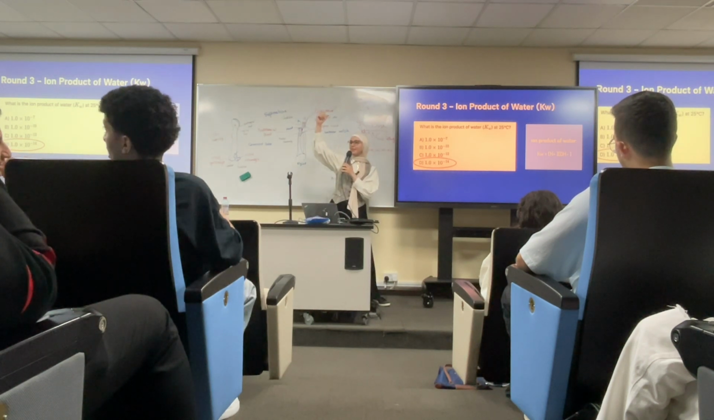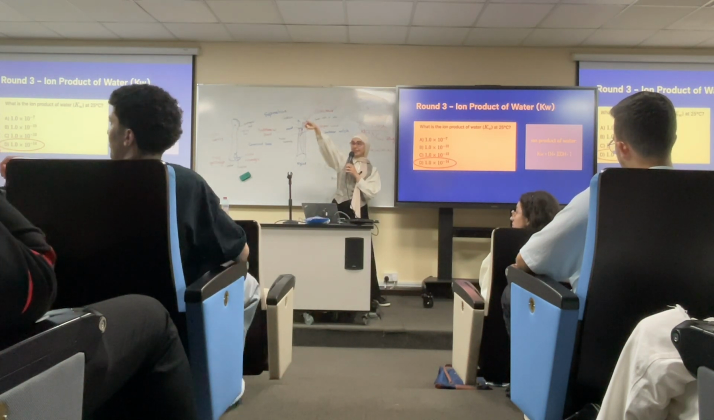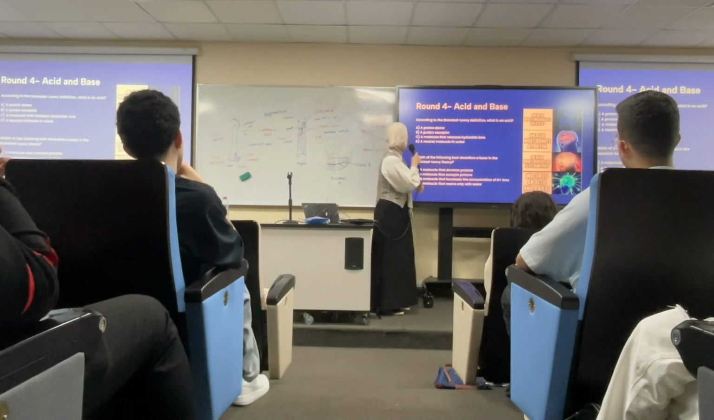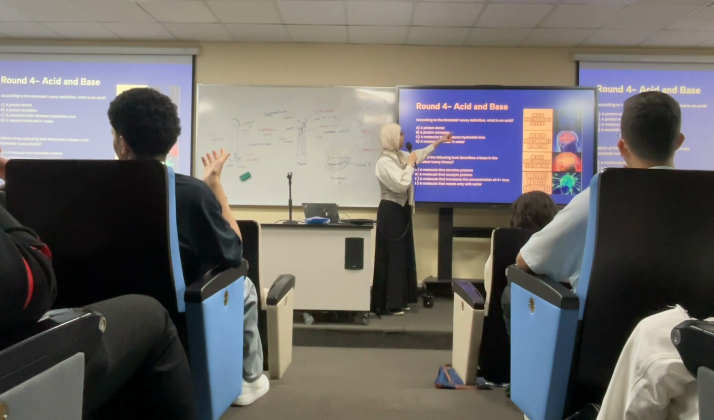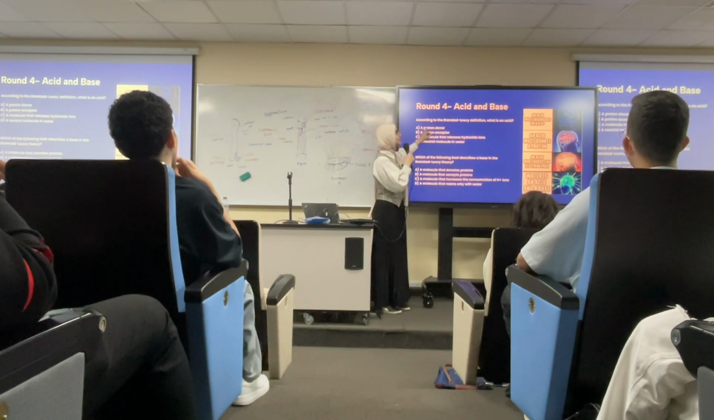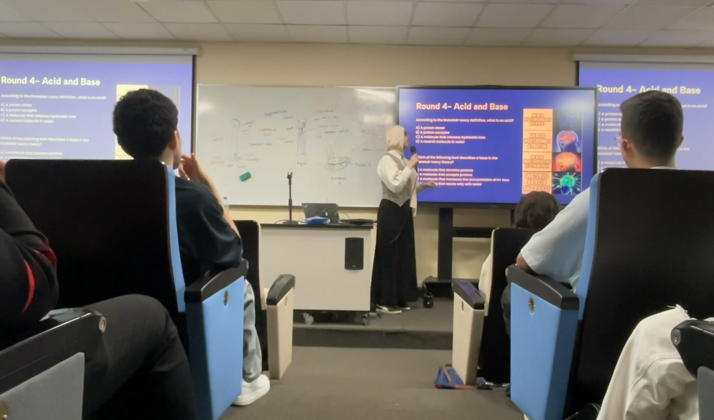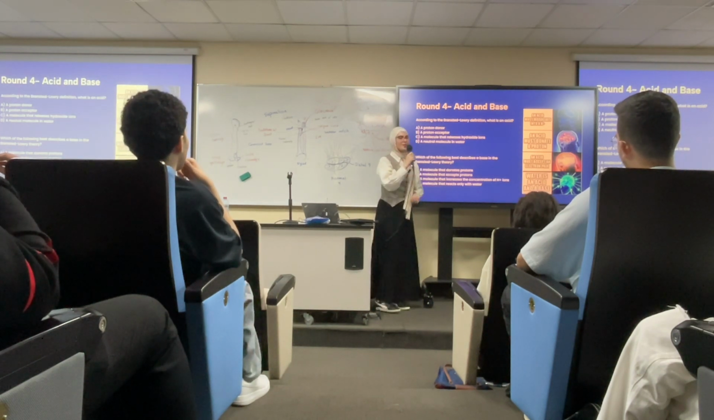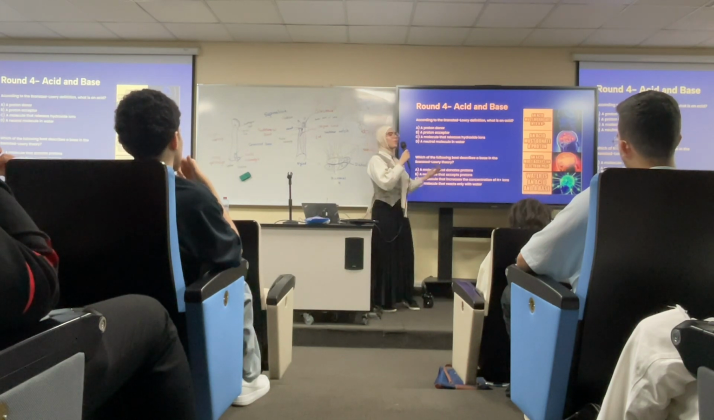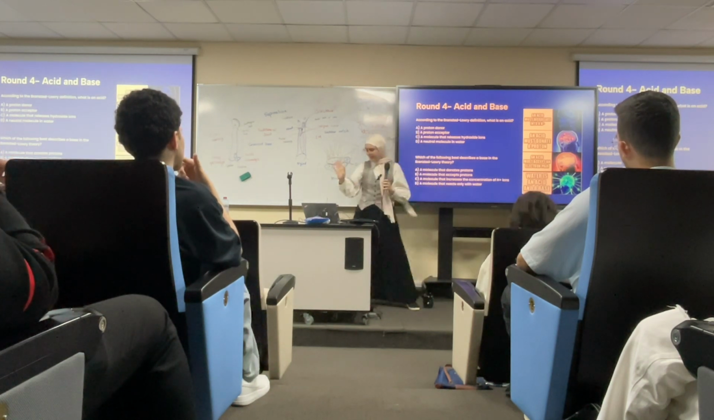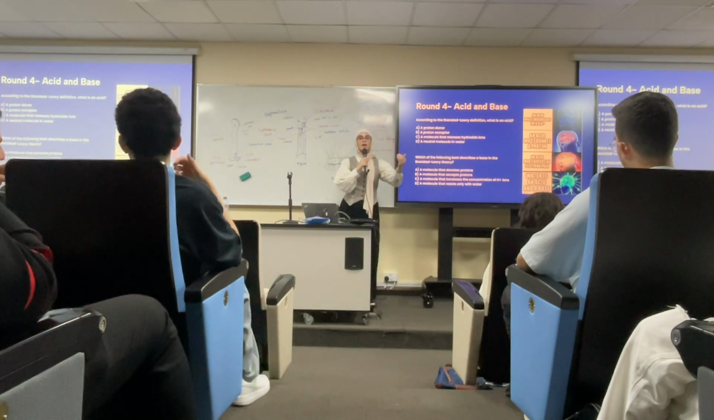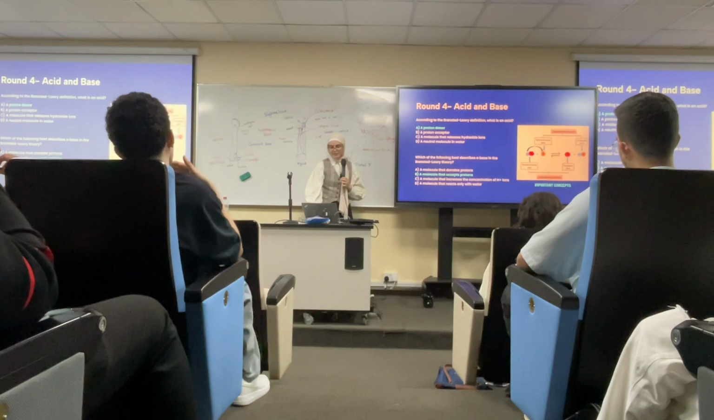Who's going to be my volunteer? I think you wanted to be the volunteer for round 4? Okay. Round 4 is going to be about acids and bases. According to the Bronsted-Lowry definition, what is an acid? Let's do again the process of elimination together. Is it a proton donor? It's a proton donor. So what is the base? It's a proton acceptor. Bravo guys. You guys are ready to go. So yes, an acid is a proton donor and a base is a proton acceptor.